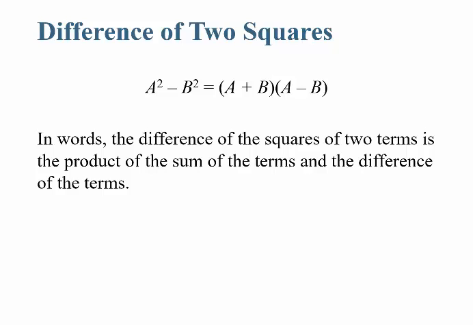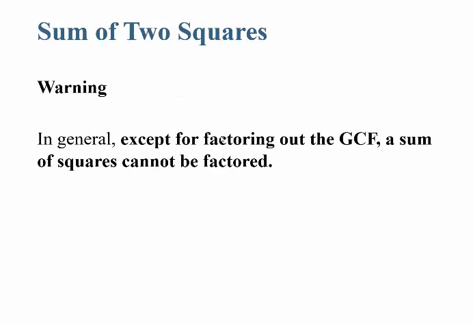Okay, so the first special factoring method is what we call the difference of two squares. If you have a quantity a squared minus a quantity b squared, this will always factor into just whatever the a is plus b multiplied by a minus b. So in words, the difference of the square of two terms is the product of the sum of the terms and the difference of the terms. The trick here is identifying what a is and what b is.